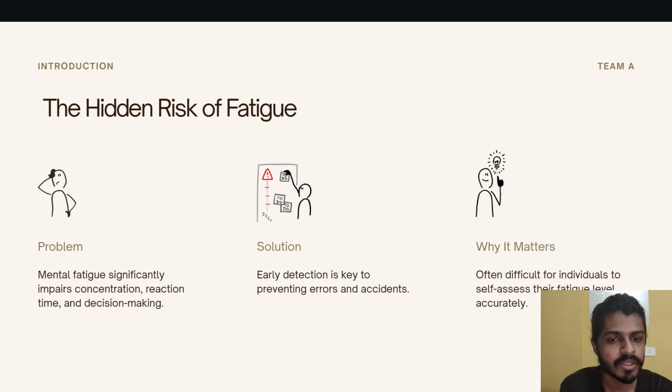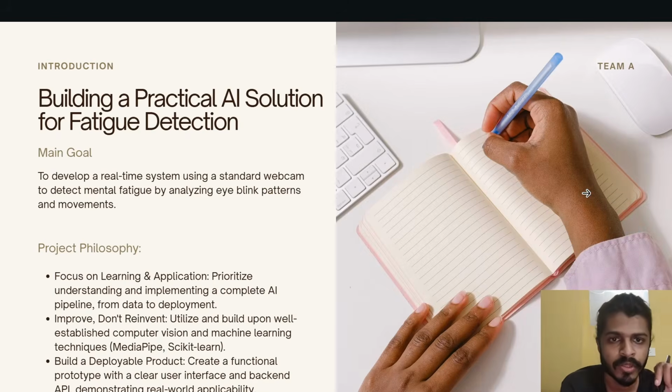So the solution is that there should be some tool which will tell you that you are fatigued. So you will take a rest, take a power nap, come again and start your work, which will stop the errors and accidents. Building a practical AI solution for fatigue detection was our main goal. We developed a real-time system using a standard webcam to detect mental fatigue by analyzing eye blink patterns and movements.